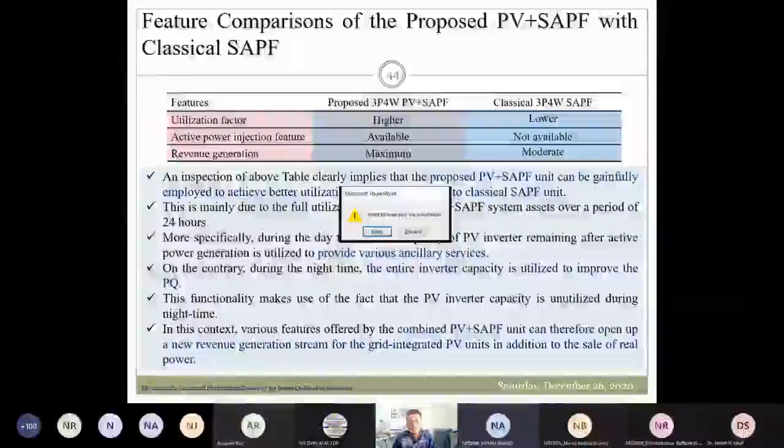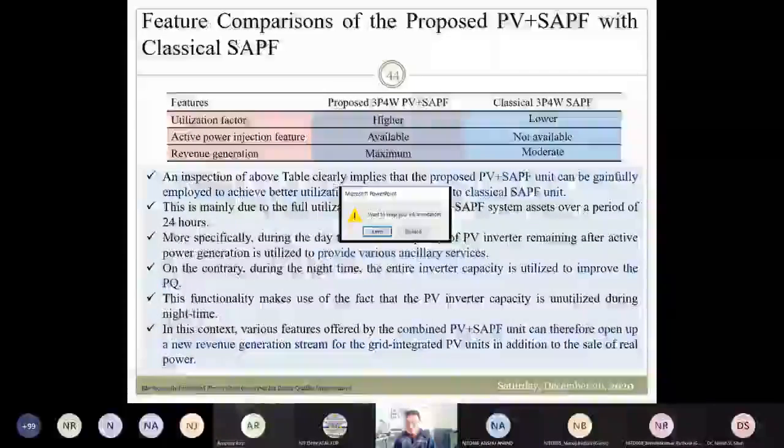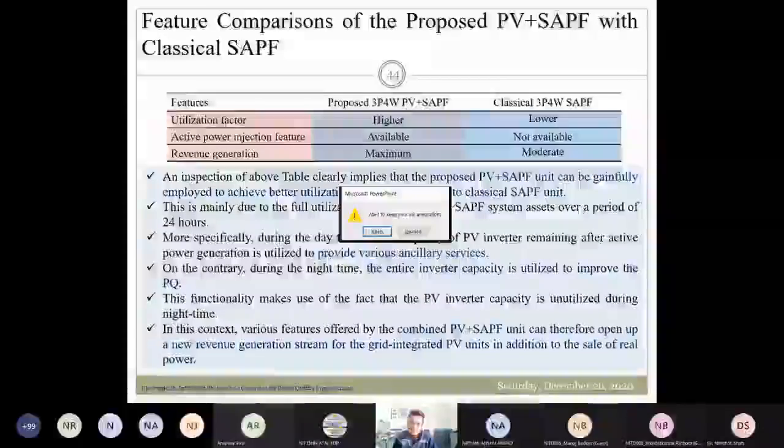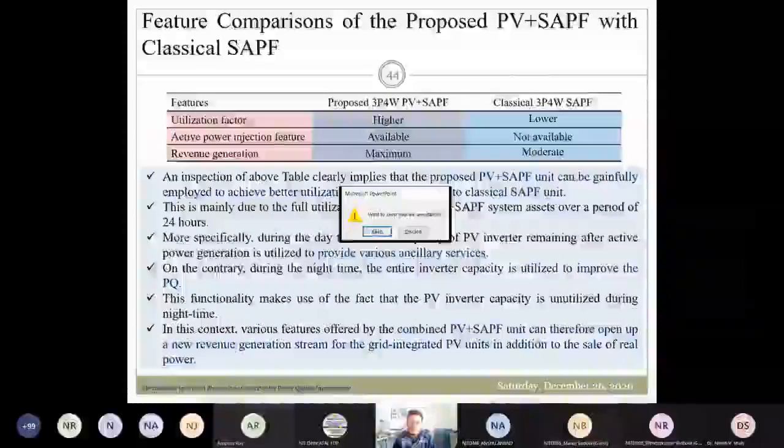No, sir, PI controller is required. It is essential. Whether you implement a standalone system or a grid interactive system, it could be any type of system, the PI controller is a must. You have to have the PI controller in the system. Otherwise, you won't be able to regulate the DC link voltage.